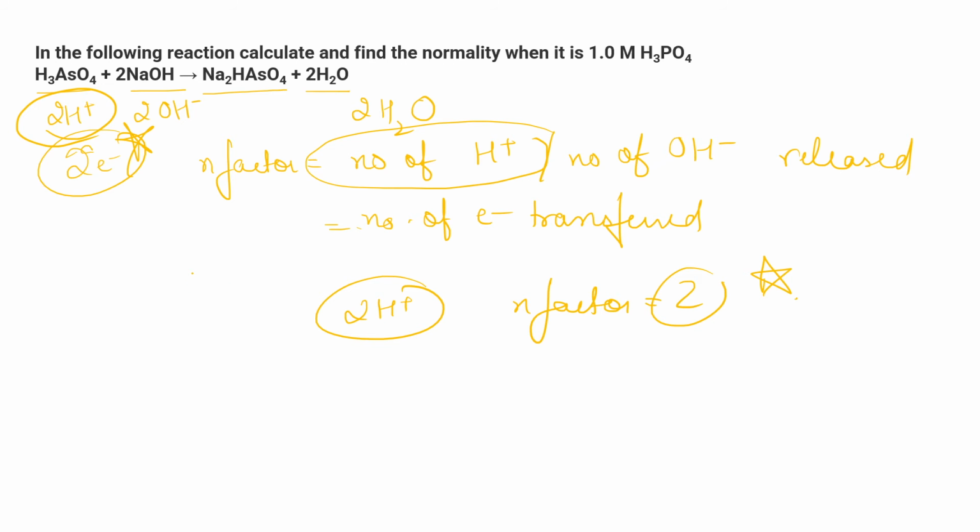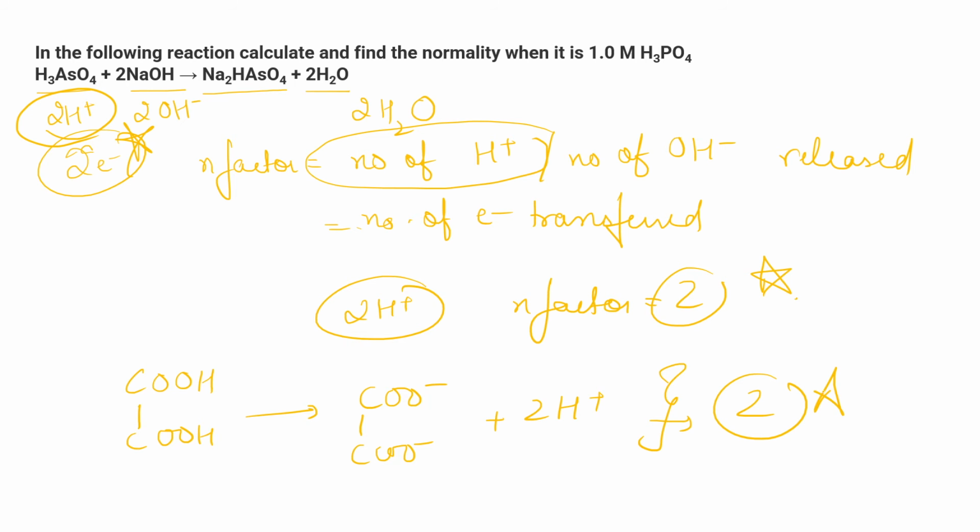For example, let us say oxalic acid. Oxalic acid, COOH, COOH, gives you oxalate, COO minus, COO minus, and 2H plus. So what is the N factor for oxalic acid? It is 2. 2H plus has been released, no? That's why the value is 2.